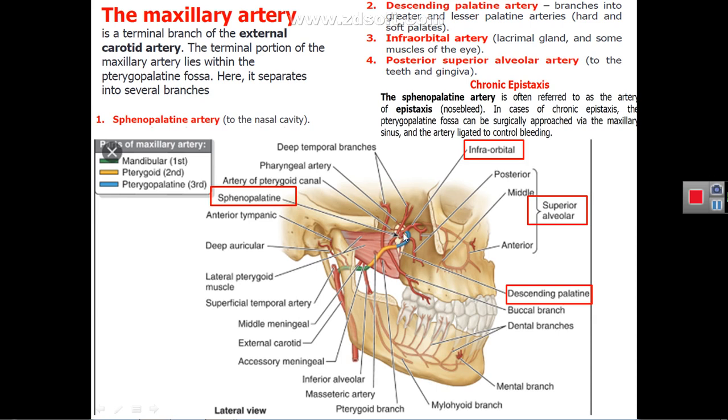The sphenopalatine artery that passes through the medial wall of the pterygopalatine fossa through the sphenopalatine foramen and vertical plate of palatine bone is very important in cases of bleeding from the nose, which is called epistaxis. Sometimes it is called the artery of epistaxis, because recurrent chronic bleeding from the nose must be treated by surgery and ligation of the sphenopalatine artery through an operation done through the maxilla, then maxillary air sinus, to reach the pterygopalatine fossa and ligating the sphenopalatine artery.